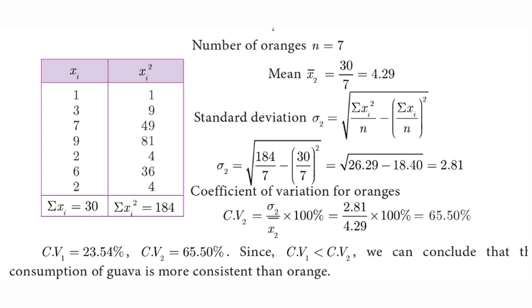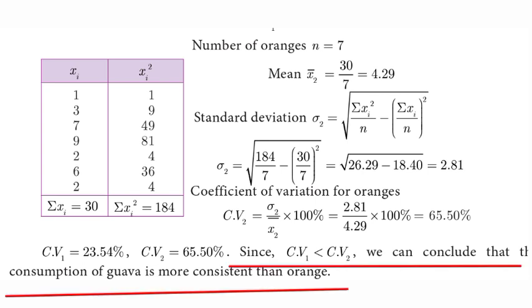Then the meaning of CV1 less than CV2 is, we can conclude that the consumption of guava is more consistent than orange, because the guava CV value is less. CV is less means that it is more consistent, okay. Therefore CV1 less than CV2, that is we can conclude that the consumption of guavas is more consistent than orange.